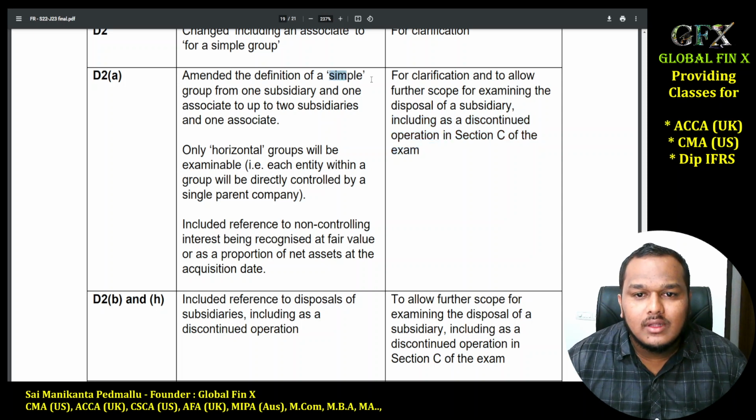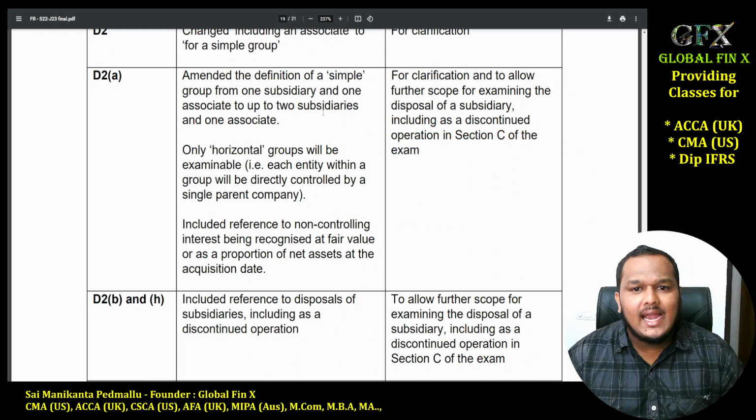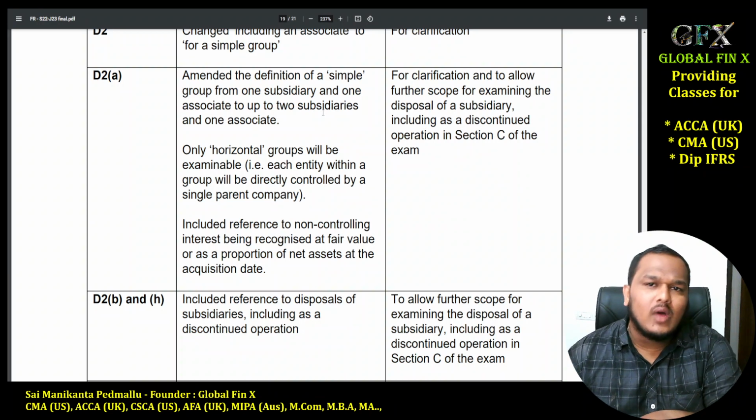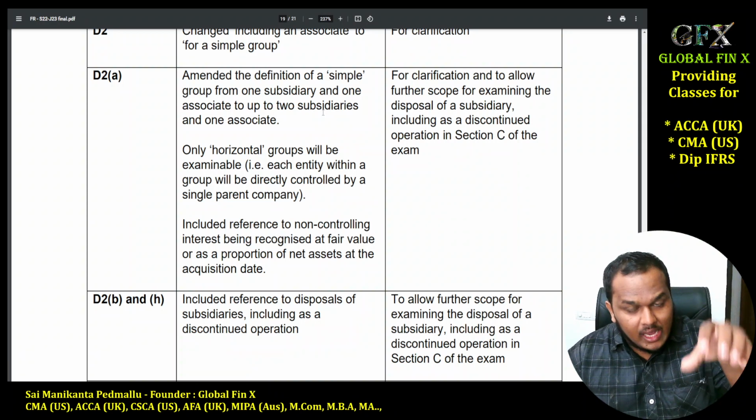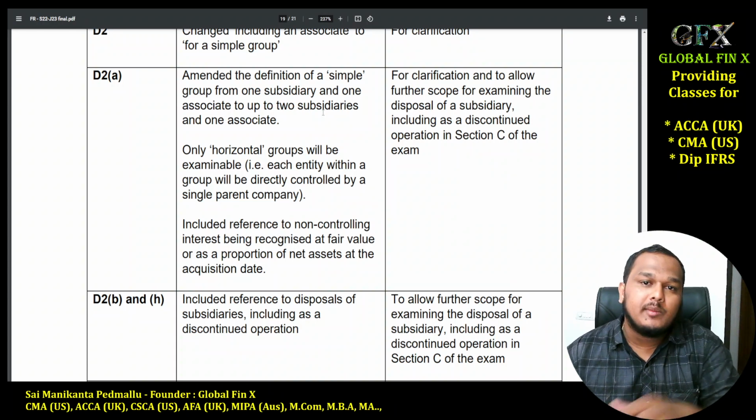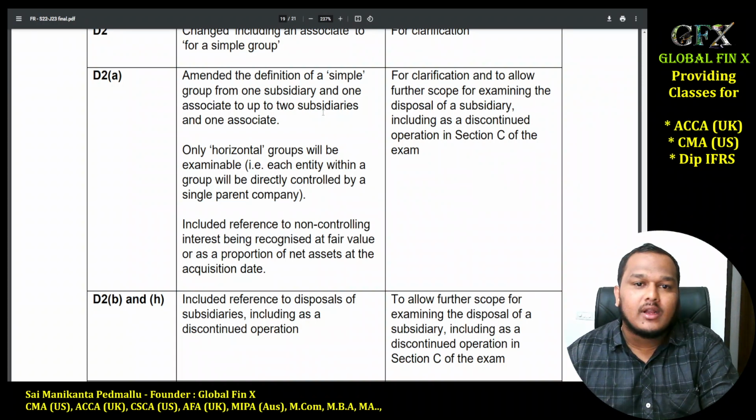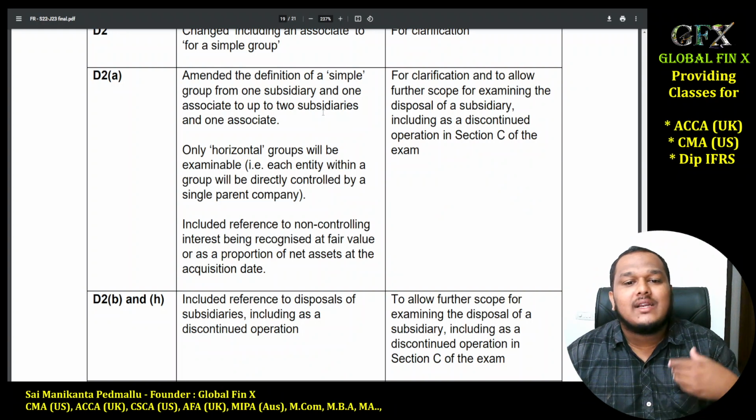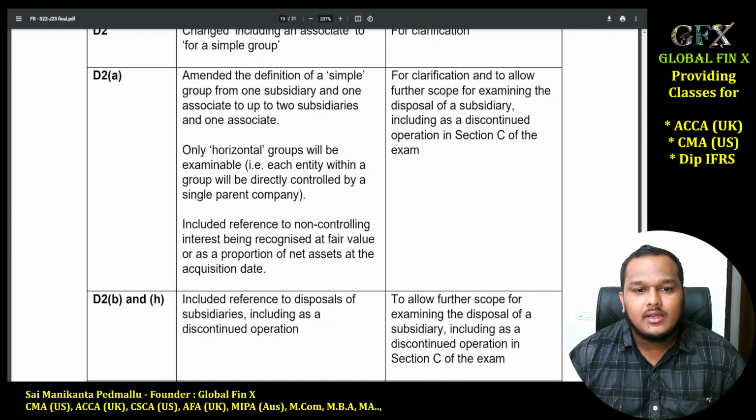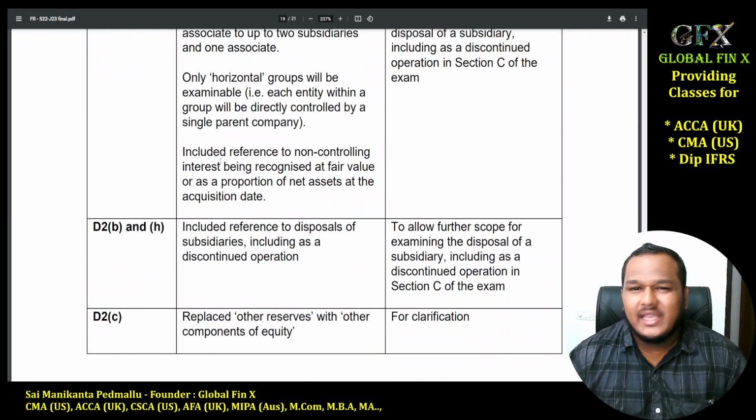And a simple group definition has been newly added here. A simple group is basically a group which has two subsidiaries and one associate. It doesn't necessarily mean you have exactly two subsidiaries and one associate. Up to a maximum of two subsidiaries and one associate, if you are having that, then your group can be classified as a simple group. That's all. Only horizontal groups will be examinable. Okay, so this is also again covered for you guys.